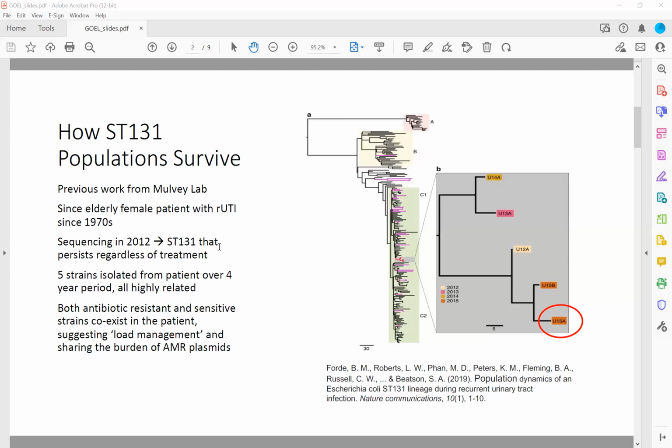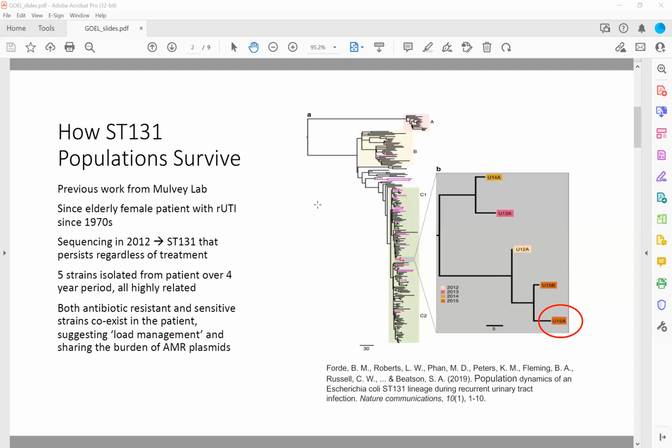Another thing they found was that at any time when she's not on antibiotics, they found both antibiotic resistant and antibiotic sensitive strains of ST131, which were coexisting in the patient. So this is really interesting because it suggests that the bacteria are load managing the burden of these plasmids. It's been estimated that at any one time, about 1 to 5% of the ST131 isolates within this patient have these antibiotic resistance plasmids, which is a really small percentage.